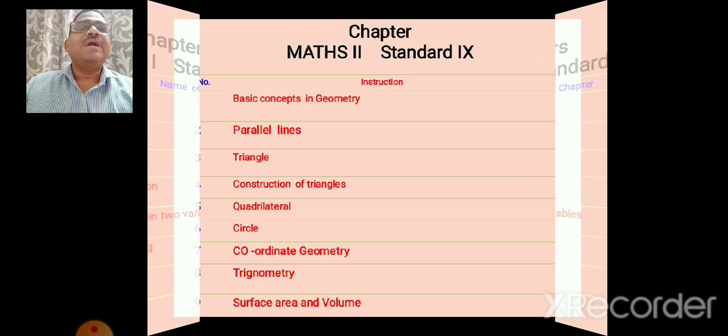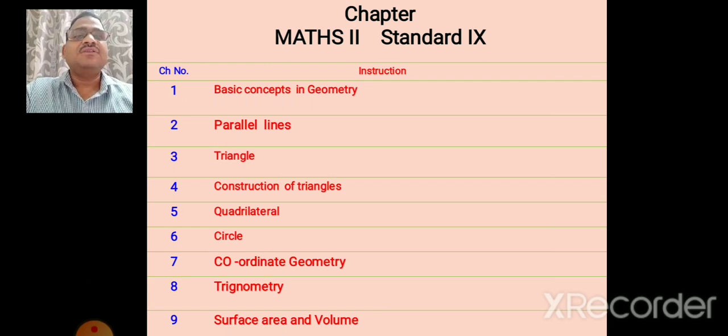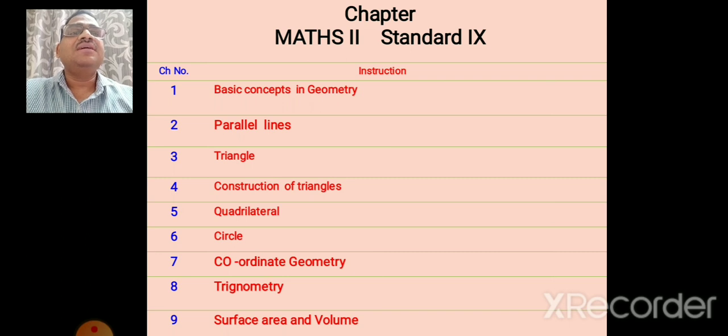Now Math Second, that is geometry. In 9th class, geometry has 9 chapters. First is basic concept in geometry, second is parallel lines, third is triangle, fourth is construction of triangle, fifth is quadrilateral, sixth is circle, seventh chapter is coordinate geometry, eighth chapter is trigonometry, and ninth chapter is surface area and volume. That is, overall a total of 9 chapters are given, out of which only two chapters are new for you, that is coordinate geometry and trigonometry.